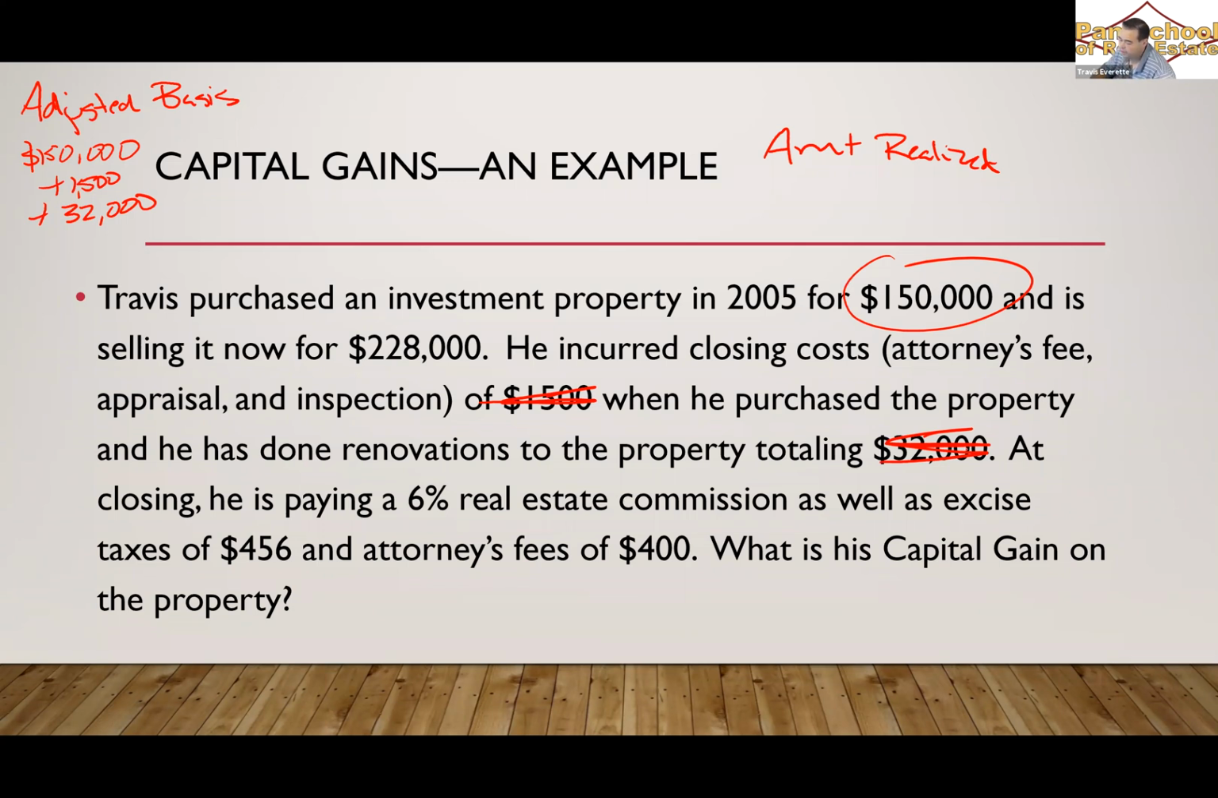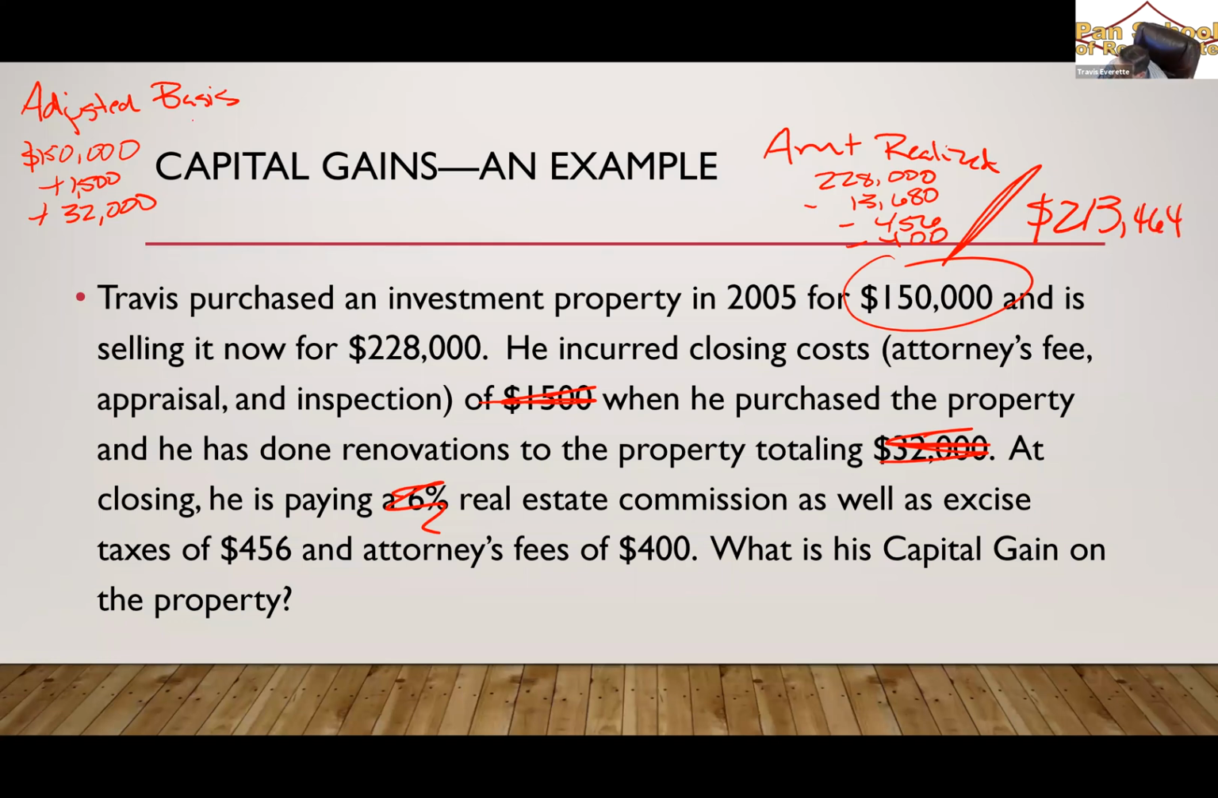Then it talks about at closing, he's paying a 6% real estate commission. At closing, he sold it for $228,000. Somebody got a calculator handy? Want to tell me what 6% is of $228,000? $13,680. Okay, so he paid $13,680 in commissions when he sold it. He paid excise taxes of $456 and attorney's fees of $400. So when we take all of that into account, 228 minus 13,680 minus those two numbers, looks like $213,464 for an amount realized.